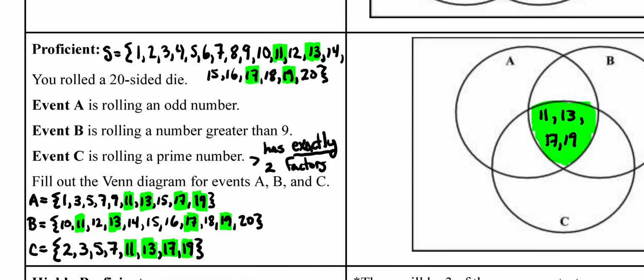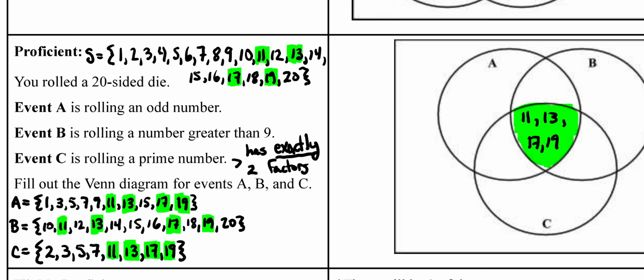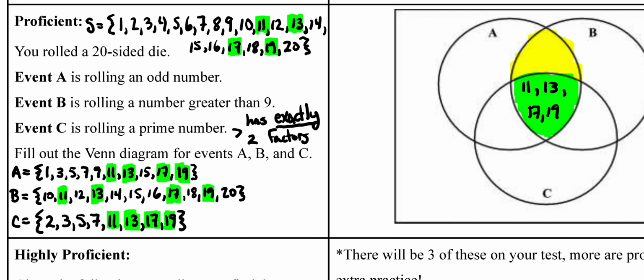So then I'd go, let's say, A and B. So this is A and B, and so what's in both A and B? So 10 is in B, but not in A. Let's skip 12, 14. It looks like 15. 15 is in both A and B. So 15 is in A and B.